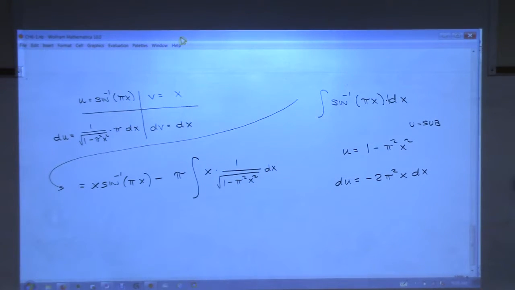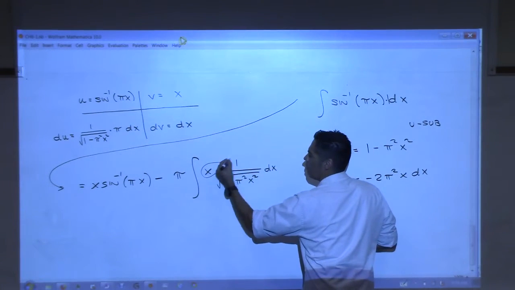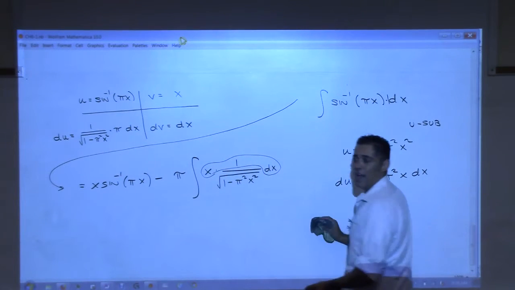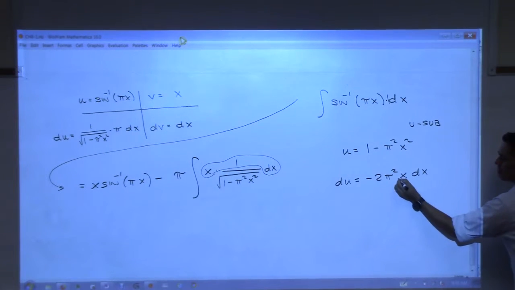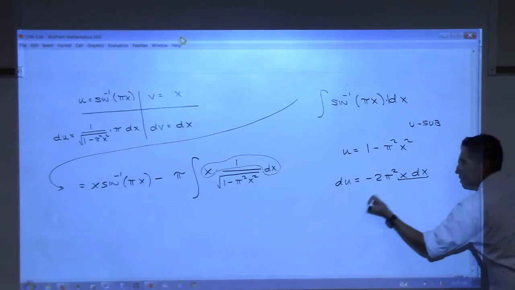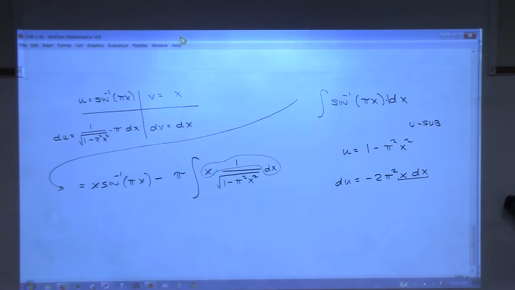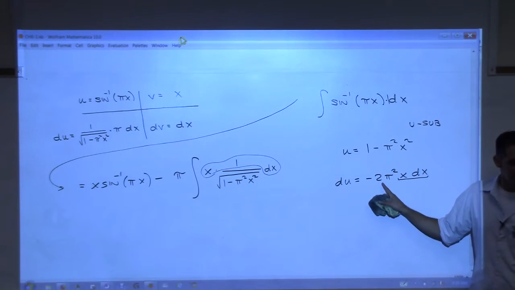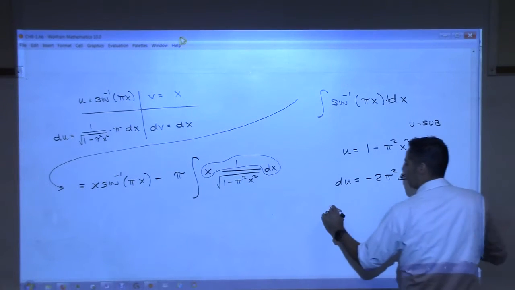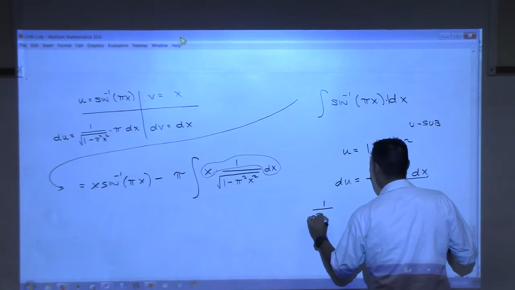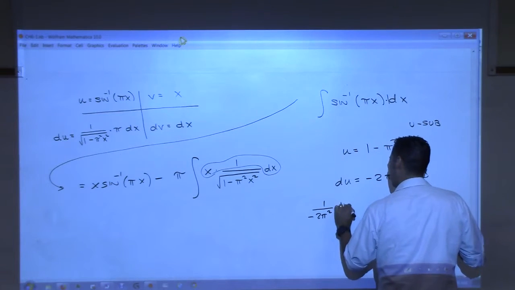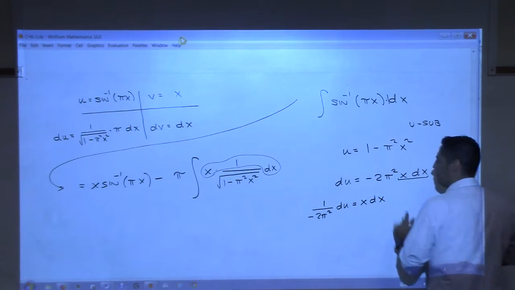And are we okay with this? Are we happy to see this or what? What does our original integral have? Original integral has x dx, right? But here's x dx. And I can just get that to the other side and I'm there, right? So just divide both sides by negative 2 pi squared. This is a constant. We're off by a constant. That's okay. So 1 over negative 2 pi squared du equals x dx.